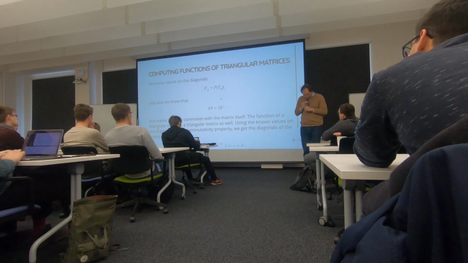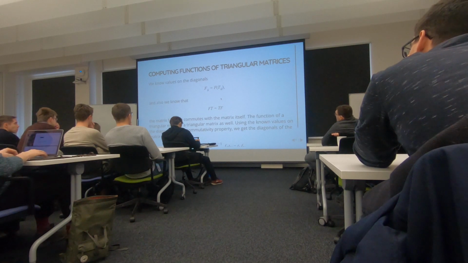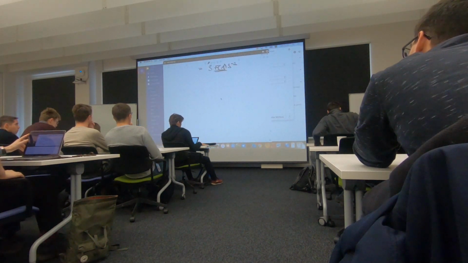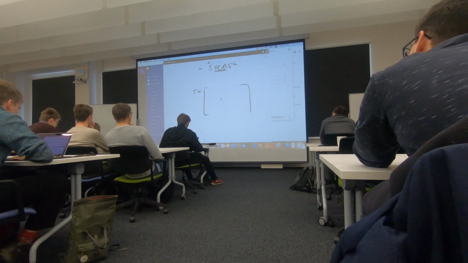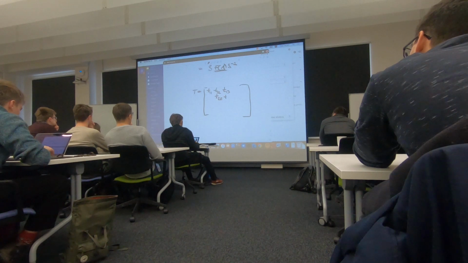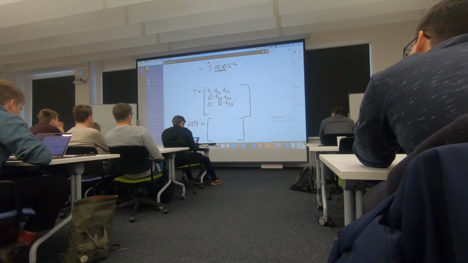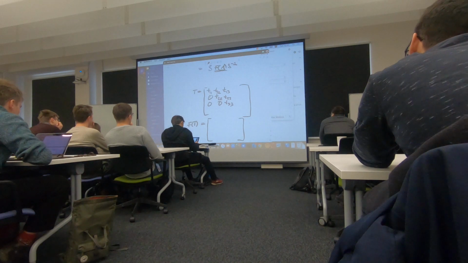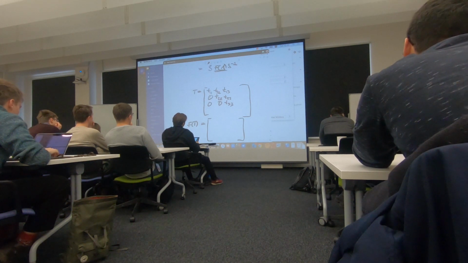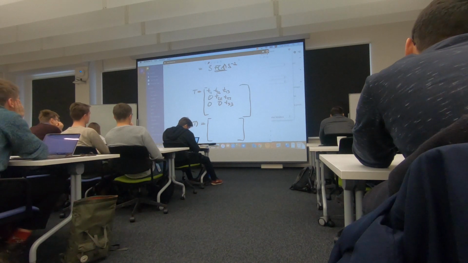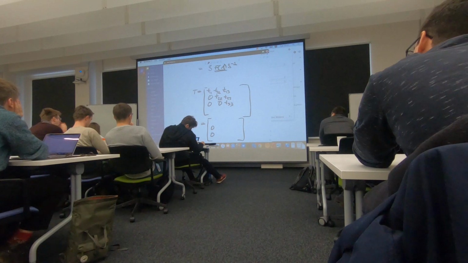So here's the idea. First of all, you have T that is upper triangular, with T11, T12, T13, T22, T23, T33. The function of a triangular matrix is also triangular, because when you multiply two triangular matrices, the result is also triangular, so any polynomial of a triangular matrix is also triangular, and so is the sum. So we'll have 0 here, 0 here, 0 here, and so on.